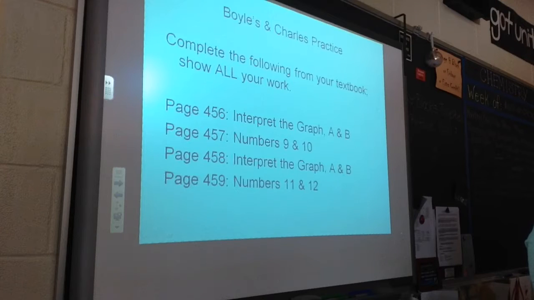Do you see on 456? The interpret the graph section? So you're going to do A and B in there. Do you see what I'm saying? When you're doing the interpret the graph, guys, you don't need to get your calculator out. I want you to read the graph. So I just write down the answer? Yeah. You read the graph. You guys are going to have to read graphs on the SOL test. Promise. Those questions are super hard because what you have to do is read the graph.